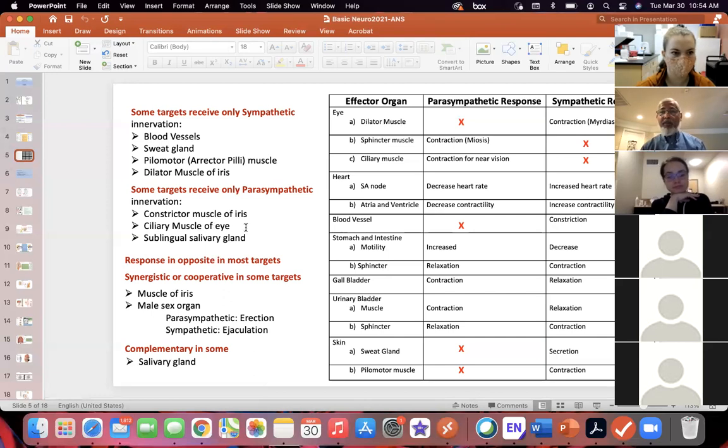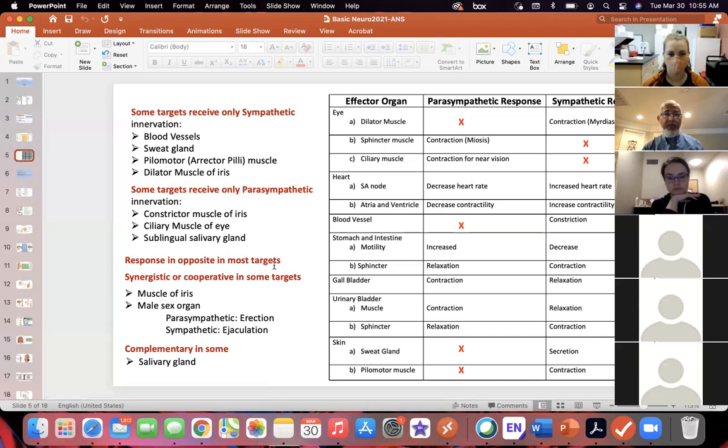Now, the ciliary muscle of the eye, which is important for accommodation, right? When they contract, our lens becomes more convex so that we can see near objects. Those ciliary muscles are innervated only by the parasympathetic, and the sublingual salivary gland that secretes just the watery solution is controlled by parasympathetic only.